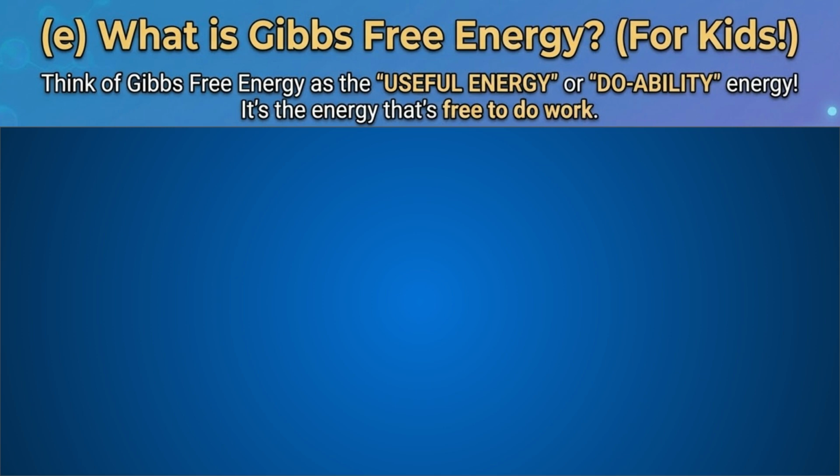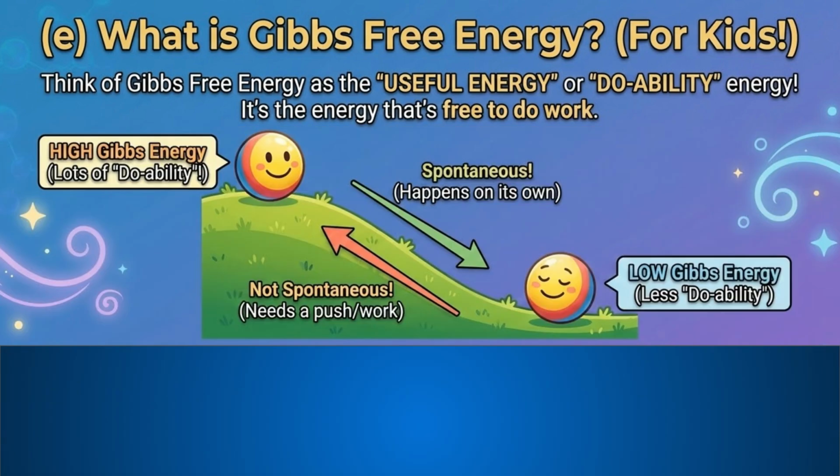Gibbs free energy can be thought of as "useful energy" or "doability energy." It is the energy that is free and available to perform work. Processes move spontaneously from high Gibbs energy, or lots of doability, to low Gibbs energy. Moving uphill, or to higher energy, is not spontaneous and requires work or a push.